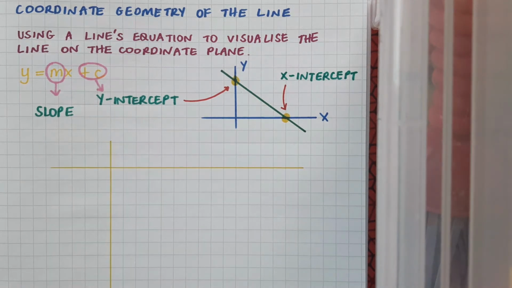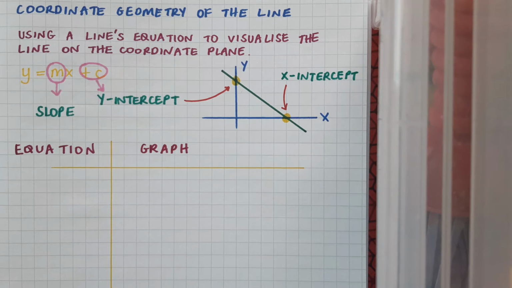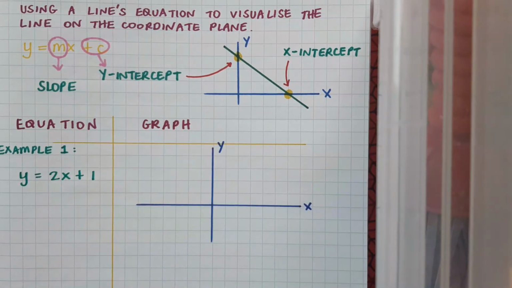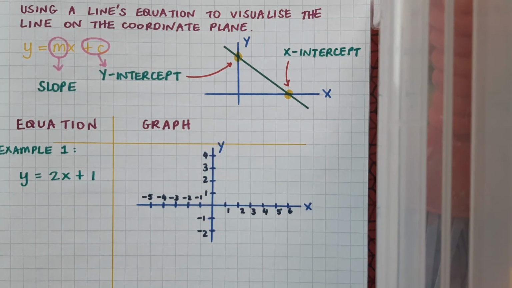So in the questions that follow, we're going to be given an equation and we want to use it to complete a graph or draw a diagram of what that line looks like. So here's example 1, y equals 2x plus 1. I'm going to start by drawing an xy plane, and I'm going to mark in numbers on each of the axes. Take a moment to do this yourself and pause the video while you set it up.